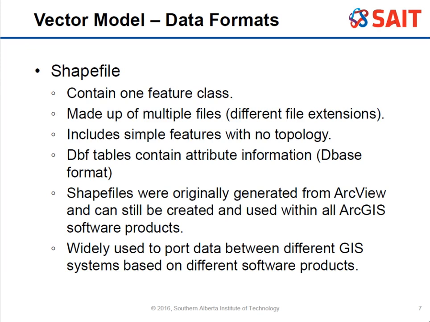The other thing too with a shapefile is it does include simple features with no topology. So let's say, for example, you have several points and they happen to be exactly on top of each other. You can do that. If you have multiple polygons, they can overlap. They can do all kinds of crazy things. So there's no topology. It's just really how the data has been collected and put into this format.